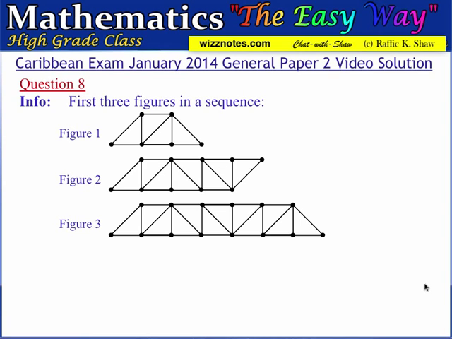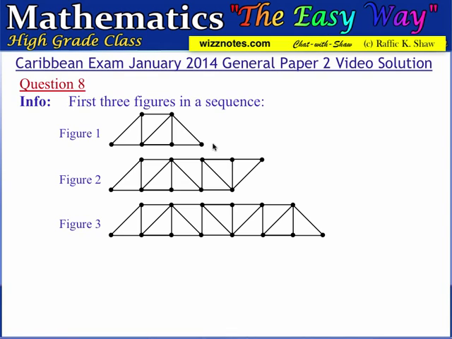We are now at question 8 of this CXC CSEC January 2014 General Paper 2 exam video solution. In this question 8, we are given the first 3 figures in a sequence of patterns. In the first figure, we have a trapezium with the parallel sides being 1 unit long and 3 units long, and there are dots on the parallel sides 1 unit apart. And so in the first figure, there are 6 dots.